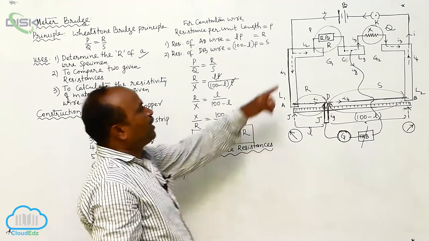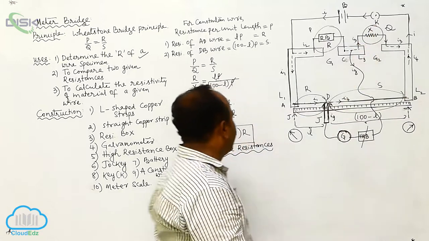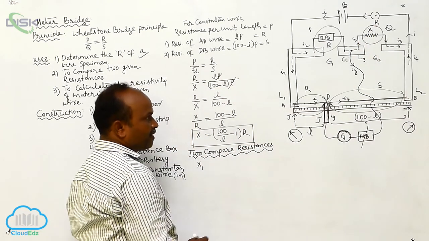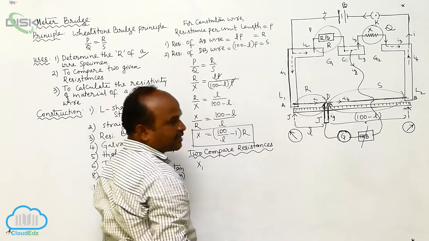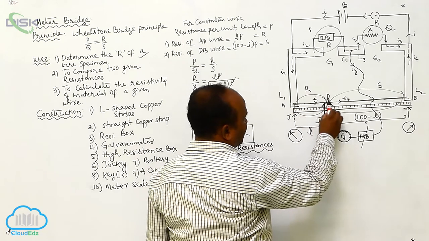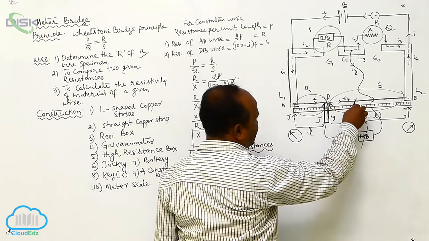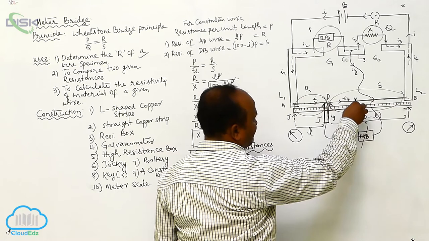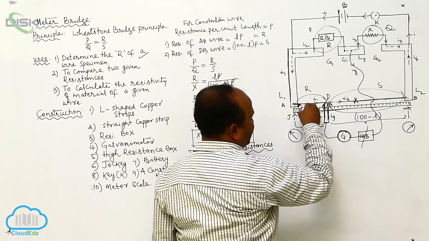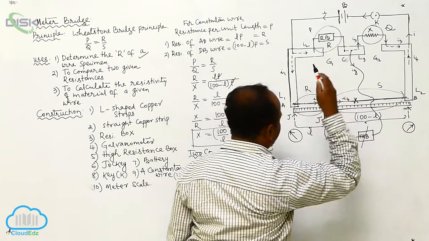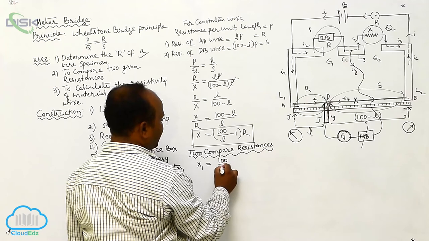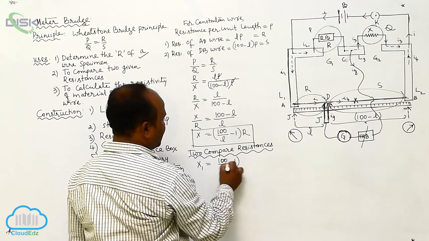Now, to compare the resistances. First wire of resistance X1. Whenever X1 is placed, the jockey is moved along the wire, and suppose at this point we get the null point. As we are getting the null point here, L1 is the length. Therefore, X1 is equal to (100 by L1 minus 1) into R.